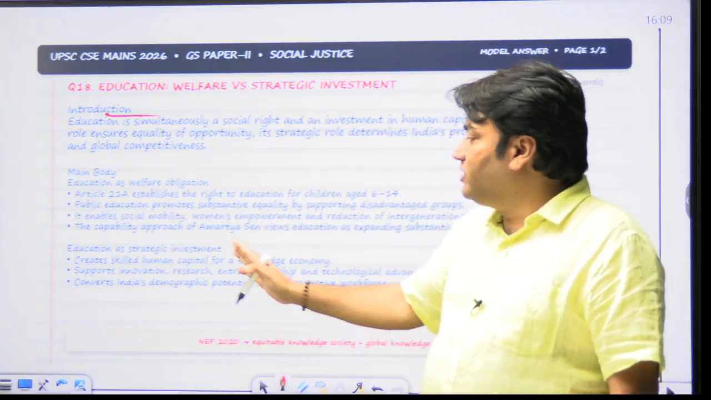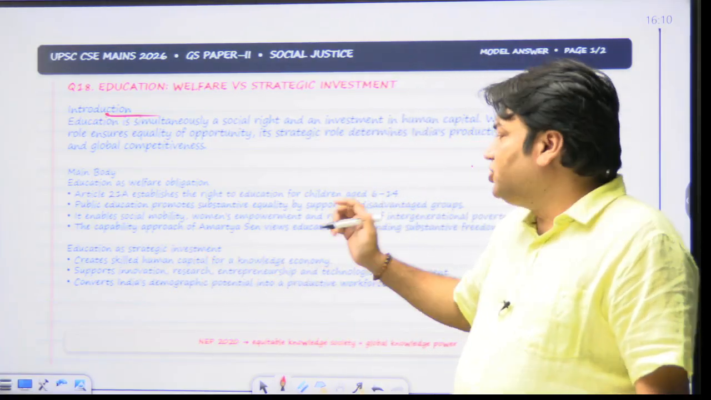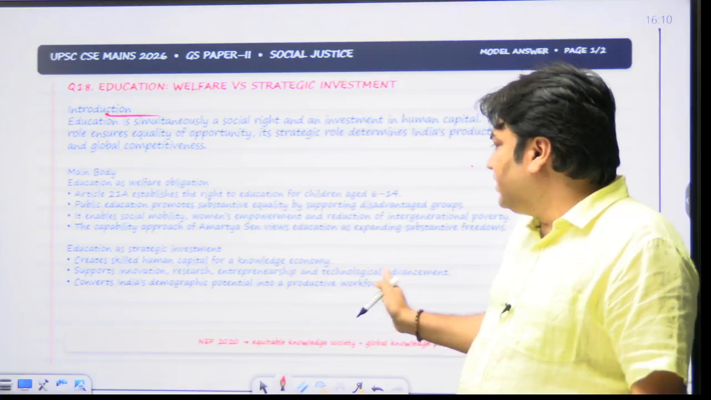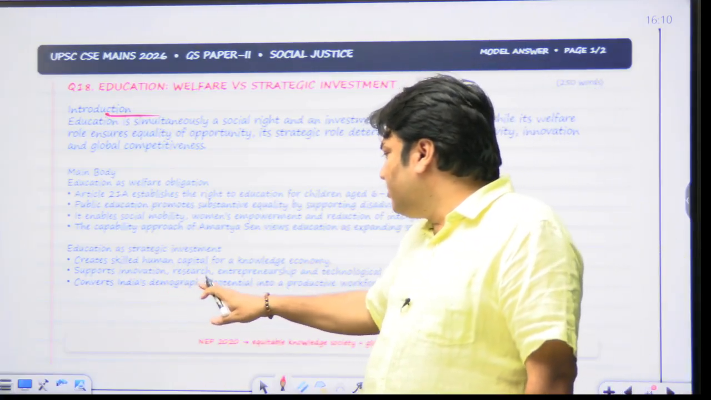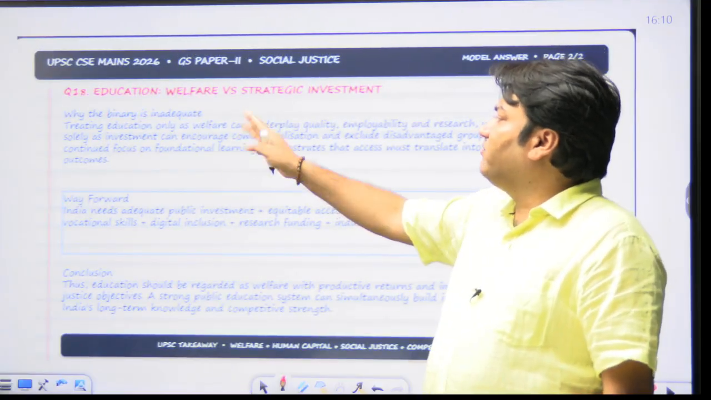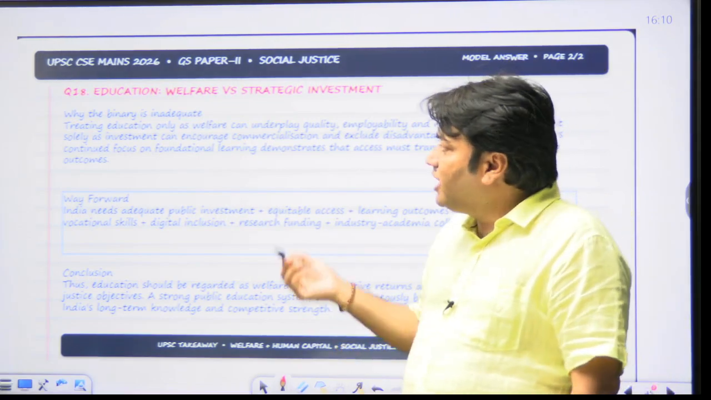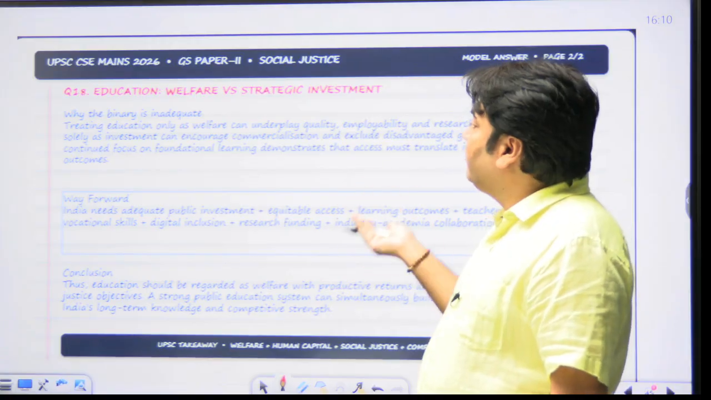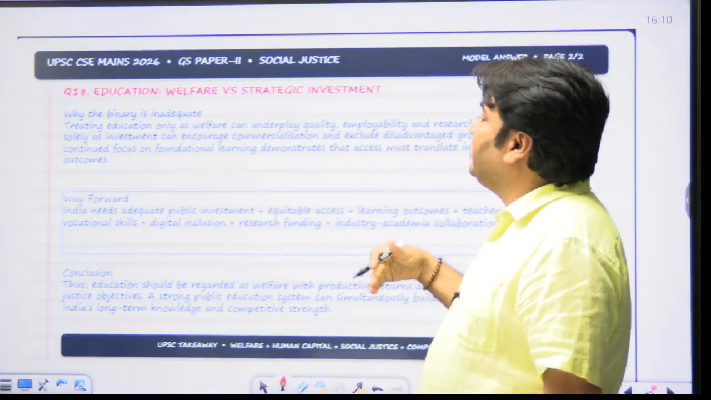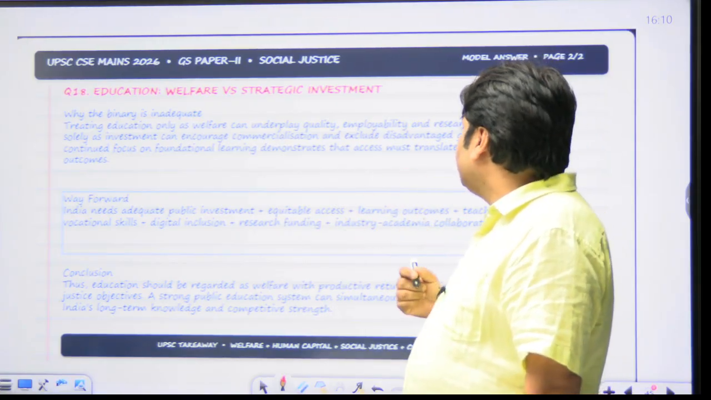Education as a strategic investment. Here we can say that it creates skilled human capital for a knowledge economy. It supports innovation, research, entrepreneurship and technological advancement. It converts India's demographic potential into a productive workforce. Next, you can write why the binary is inadequate, because the question was creating a false binary. So you will write that treating education only as welfare can underplay quality, employability and research, while treating it solely as investment can encourage commercialization and exclude disadvantaged groups.